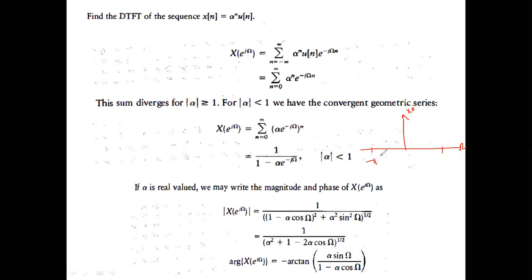We should start substitution from minus pi to plus pi. Afterwards, the same pattern is going to repeat, right? As I told you, the discrete time Fourier transform is periodic with period from minus pi to plus pi. That is why it is going to repeat after minus pi to plus pi. Same thing is going to repeat every 2 pi duration.